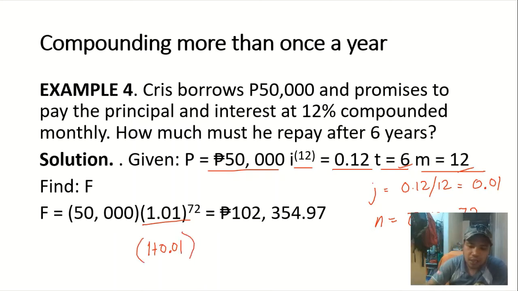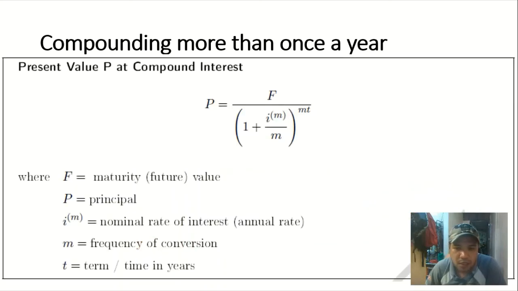So, 50,000 times 1.01 raised to 72. That gives 102,354.97, so 97 gagamit na. And that's the future value. That will be how much he must repay after 6 years.